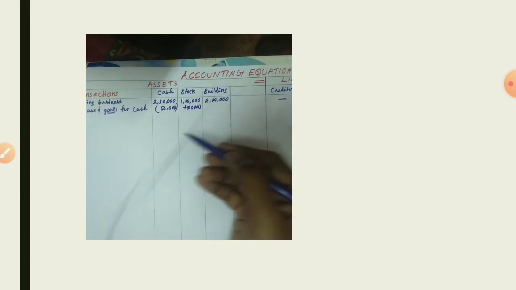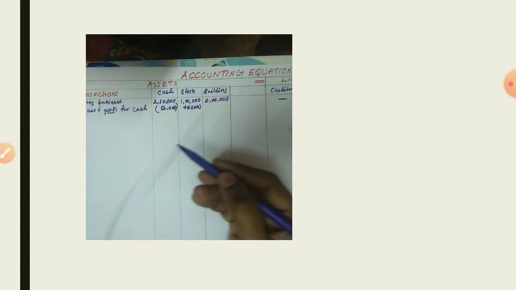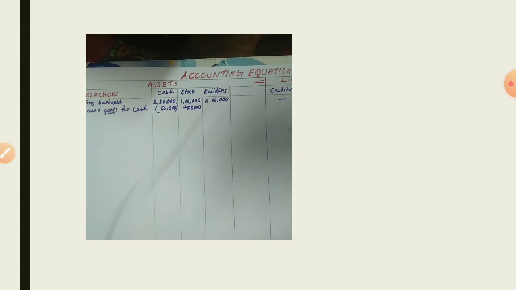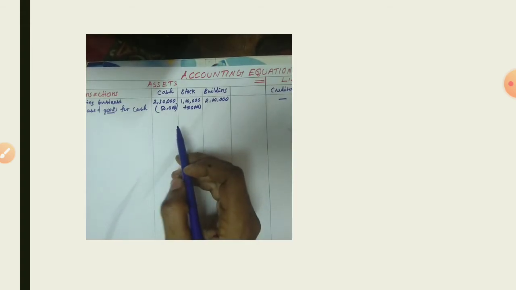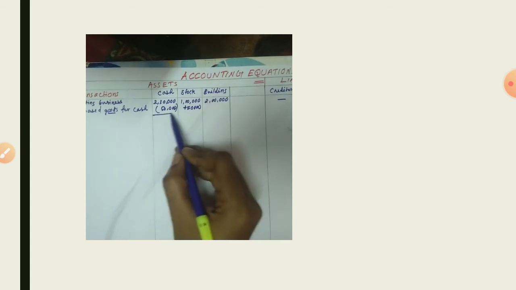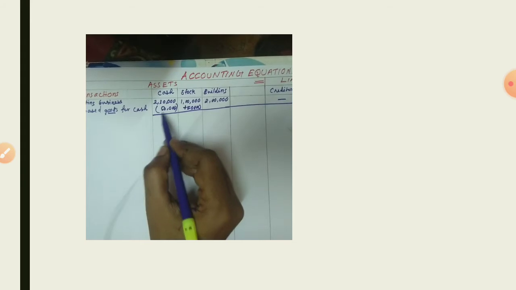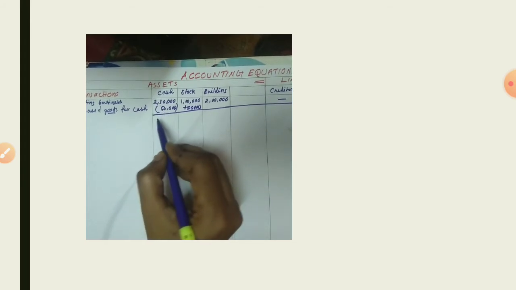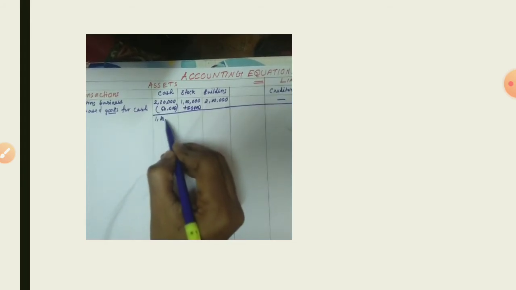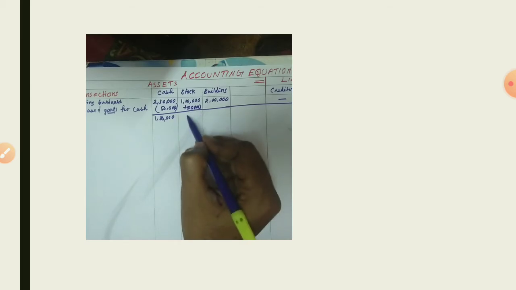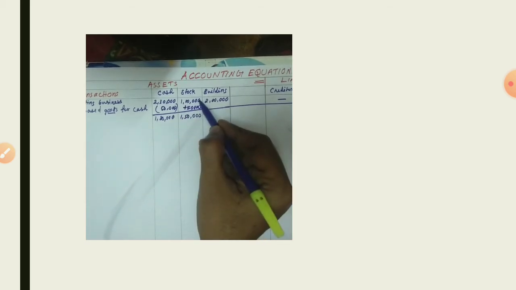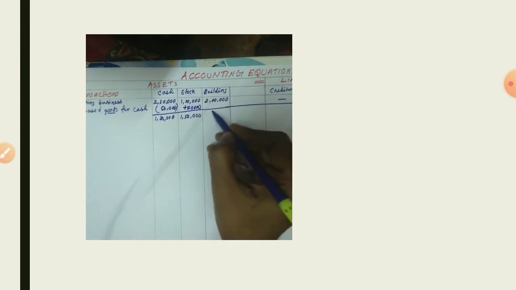Only in very rare cases 3 places it will come, because we have to put the difference also, like a profit and all. Otherwise always 2 places you have to record, in 2 accounts. Now we will find the new equation after putting 2 items. Now 2,30,000 minus 50,000, cash becomes 1,80,000, but stock increased. 1 lakh was there, 50,000 added, so 1,50,000.